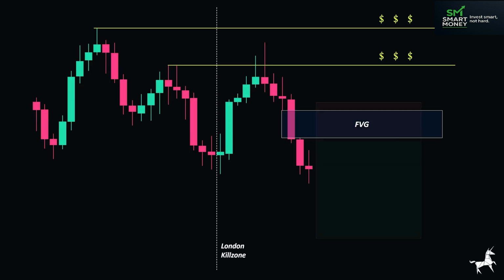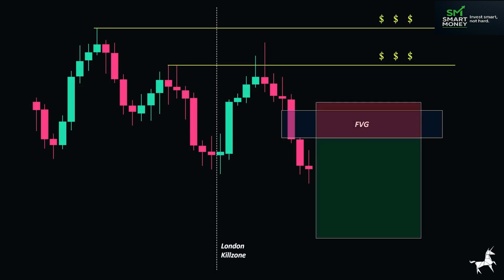To execute the trade, place a sell limit at the beginning of the gap, set your stop loss above it, and target the next liquidity level below the price.